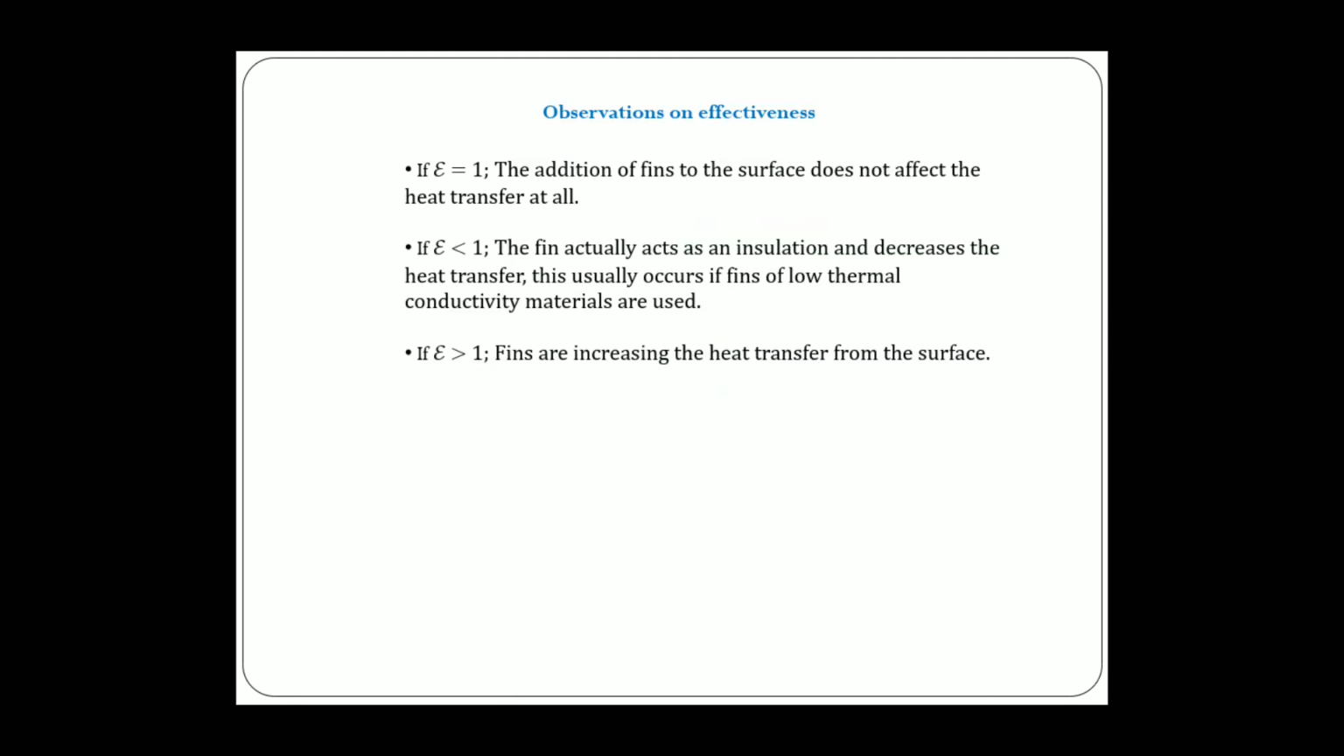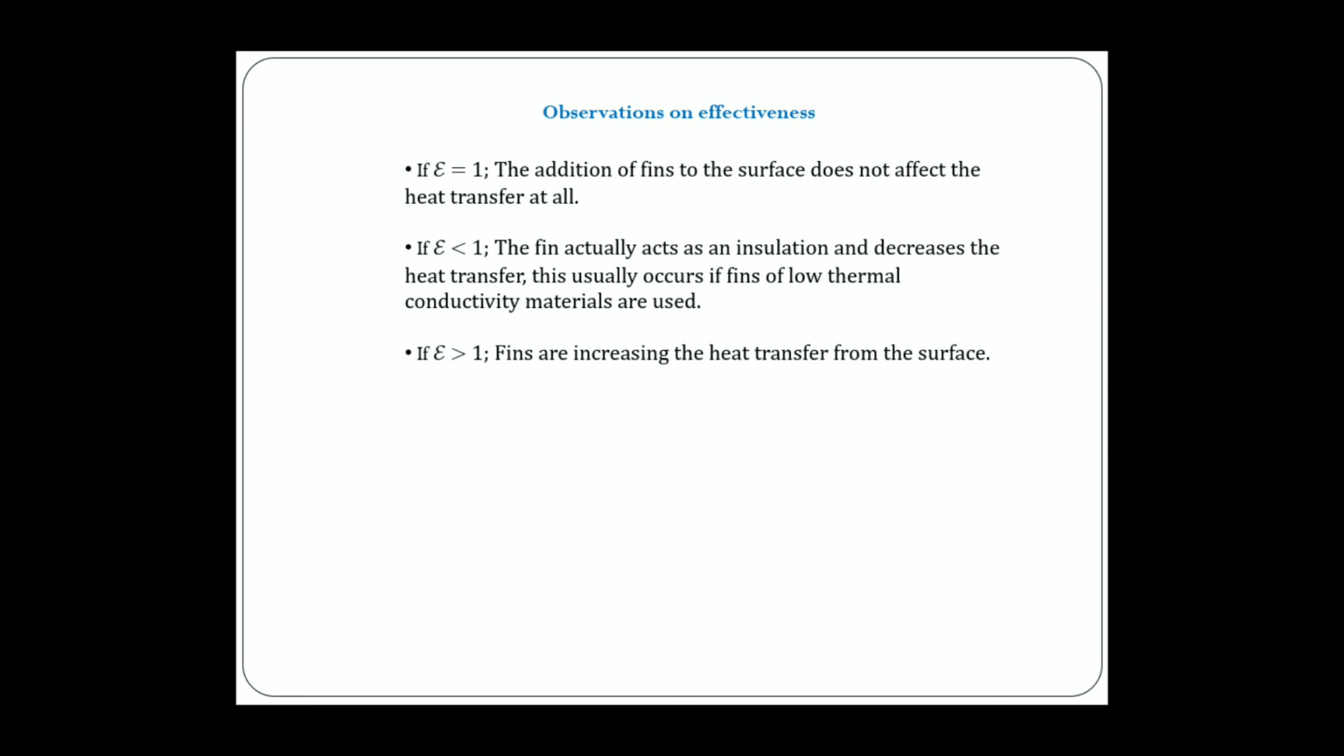Some observations about this effectiveness we will discuss. Effectiveness compares the conditions when you have fins and no fins. If effectiveness is 1, it means Q with the fin is the same as Q without a fin, meaning there is no use of fins. The addition of fins to the surface is not affecting the heat transfer. If effectiveness is less than 1, it means Q with the fin is lesser than Q without a fin. That means there is no use, or the fin is actually affecting adversely. It acts as an insulation and decreases the heat transfer. This usually occurs if you use a material with a very low thermal conductivity.